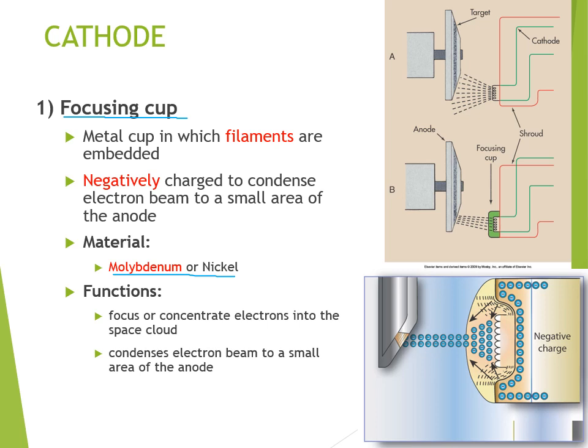So if we take a look at the top picture, this picture here is showing a filament without a focusing cup and how the electrons would be splayed. On the other hand, with the focusing cup, the electrons are concentrated toward the target on the anode. And then down here, just showing the negative charge on the focusing cup.